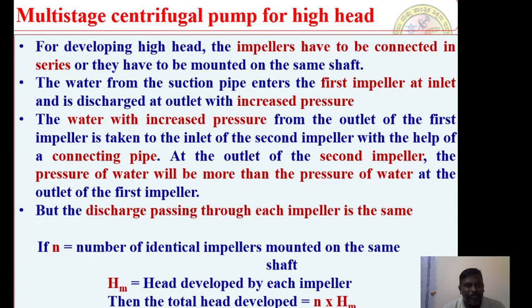At the outlet of the second impeller, the pressure of the water will be more than the pressure of the water at the outlet of the first impeller. But the discharge passing through each impeller is always the same.